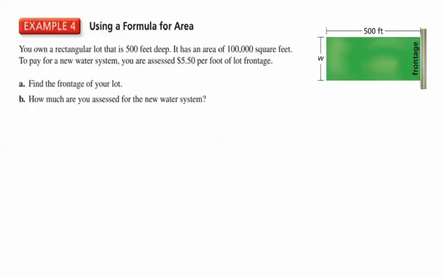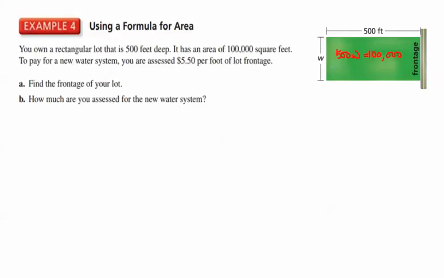Okay, in example 4, we're using a formula for area. And what we have here is that you own a rectangular lot that is 500 feet deep. So you see that that says frontage there, and I'm assuming that that's some kind of a road passing along that one side of your property there. But it goes 500 feet deep, and it has a total area of 100,000 square feet.